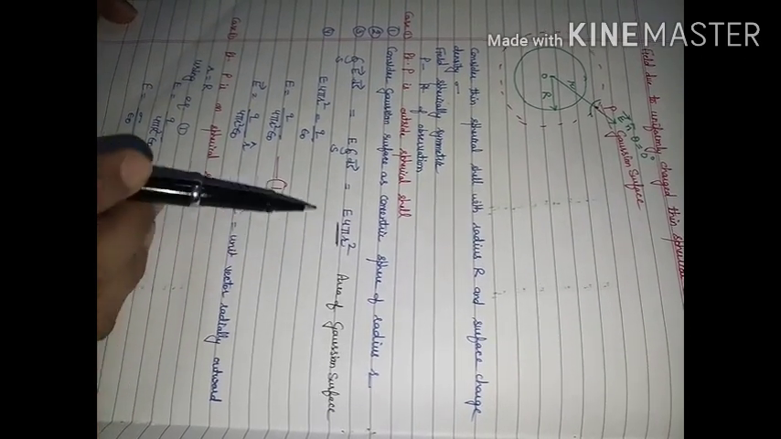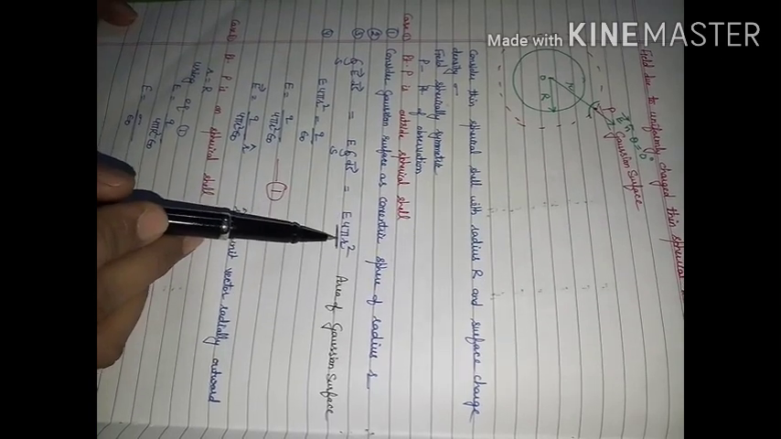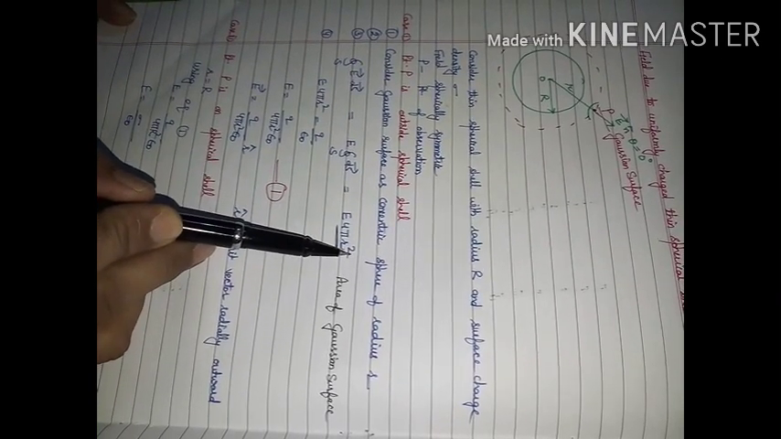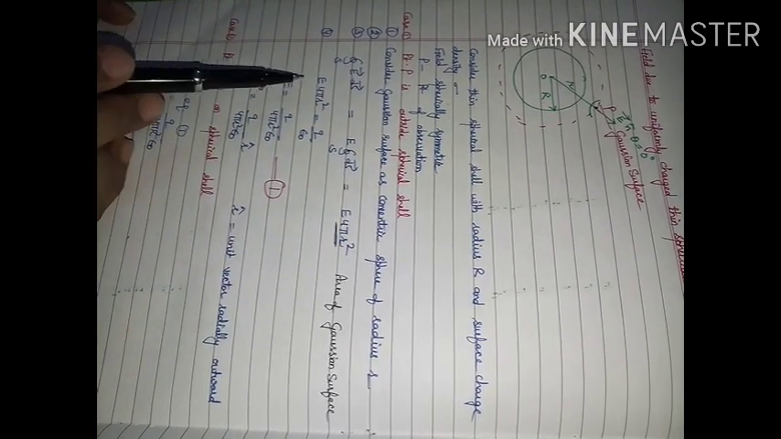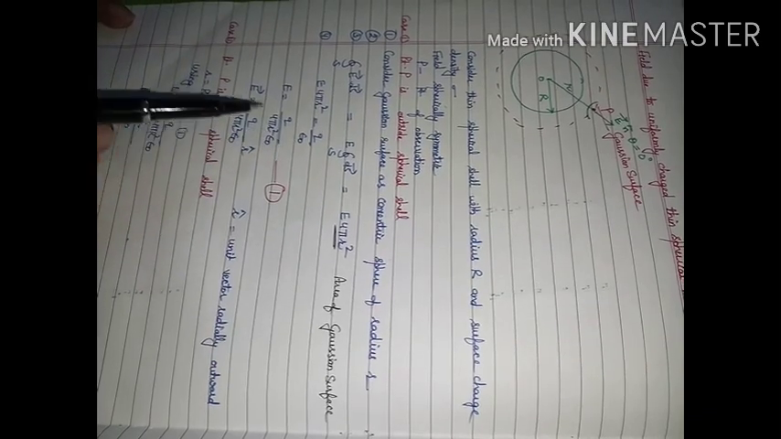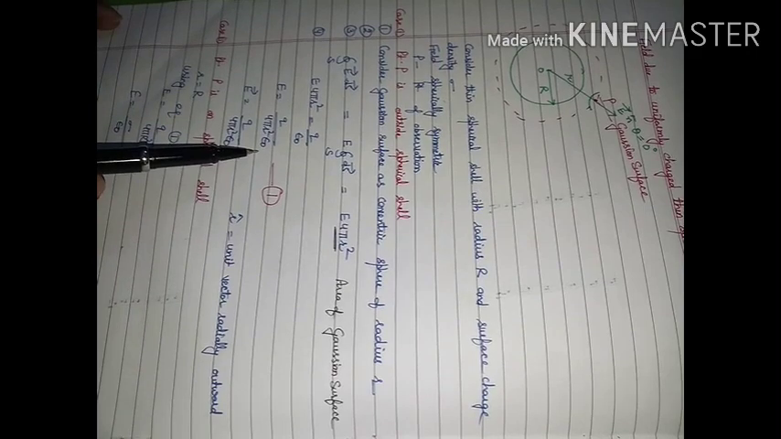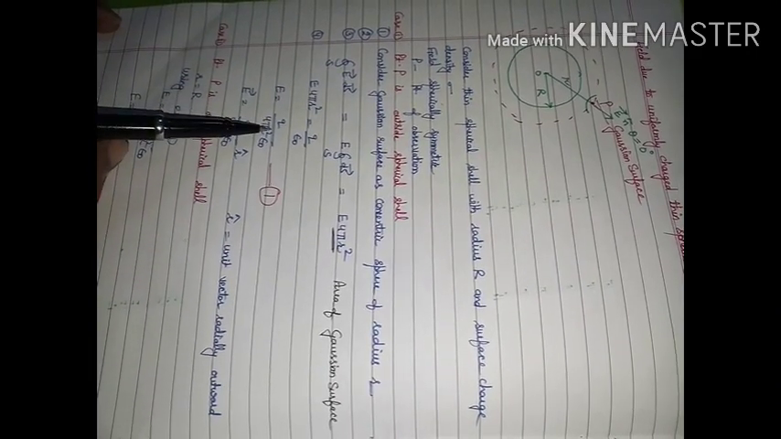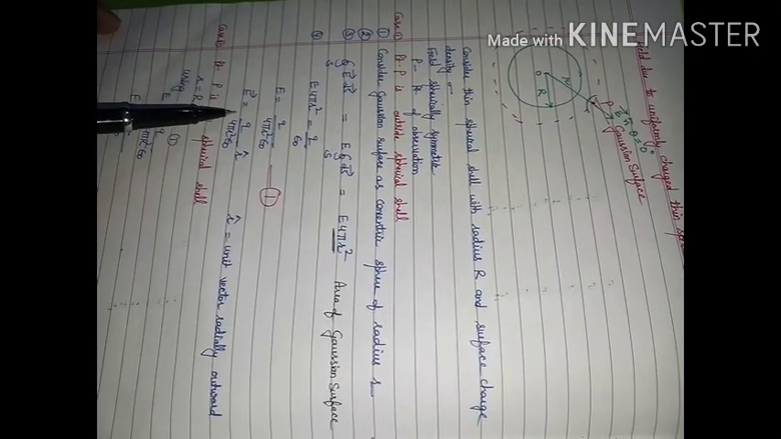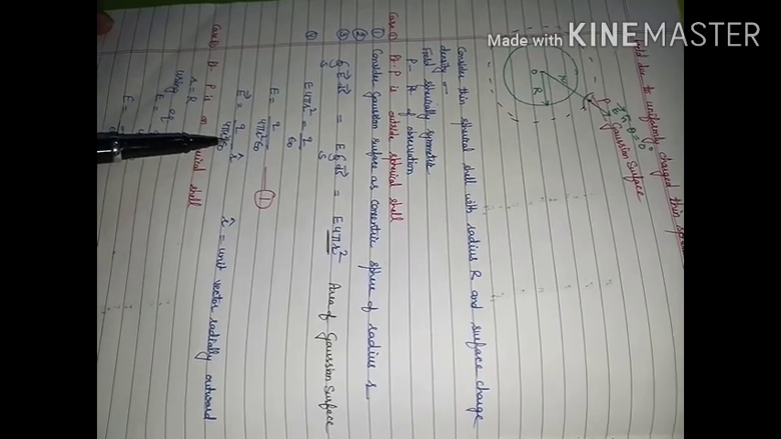Fourth step was to equate E into 4 pi r square with Q by epsilon naught. So here we have equated. From here E will be Q upon 4 pi r square epsilon naught. And if we will consider vector notation, then E will be equal to Q upon 4 pi r square epsilon naught.